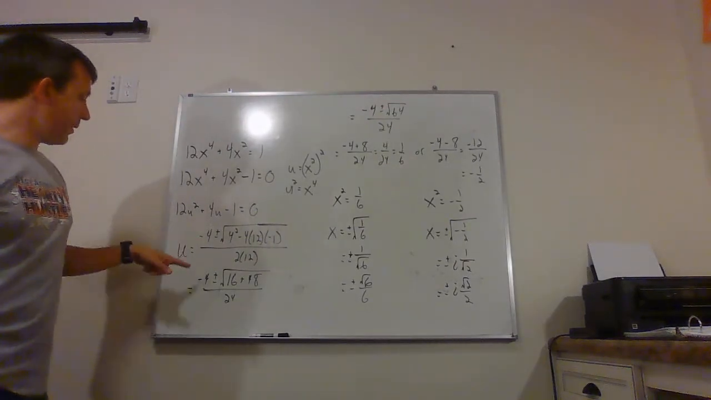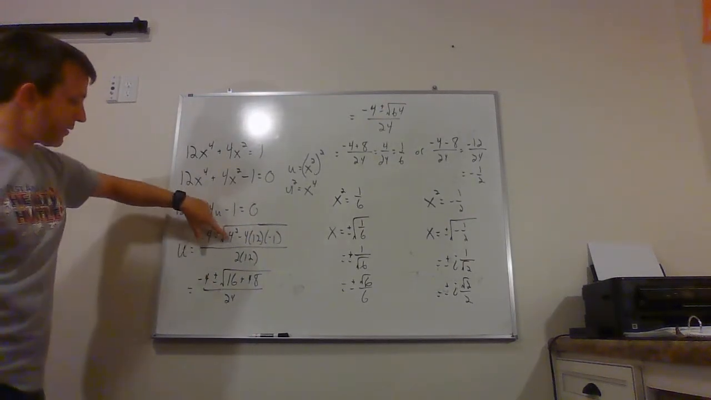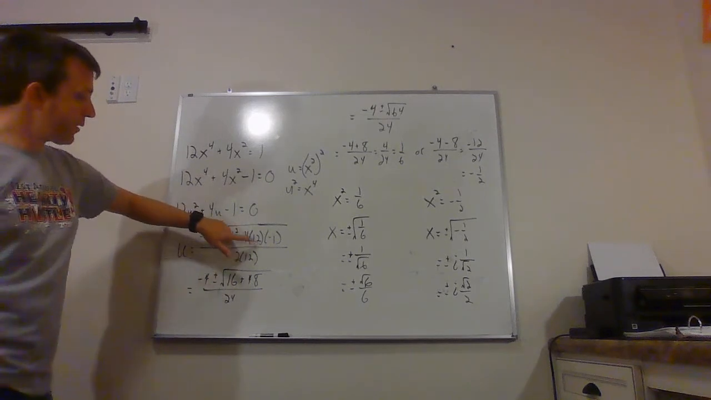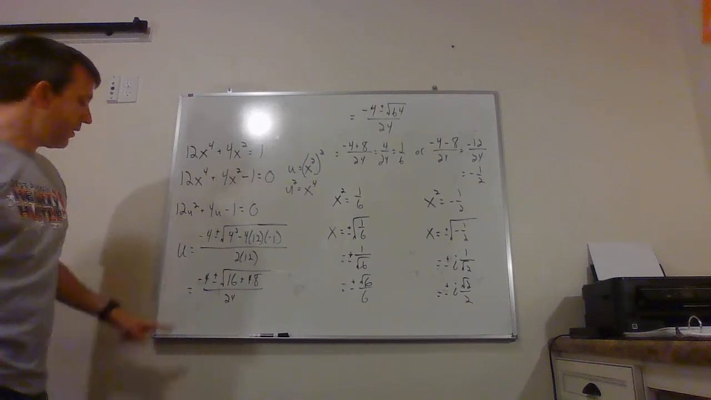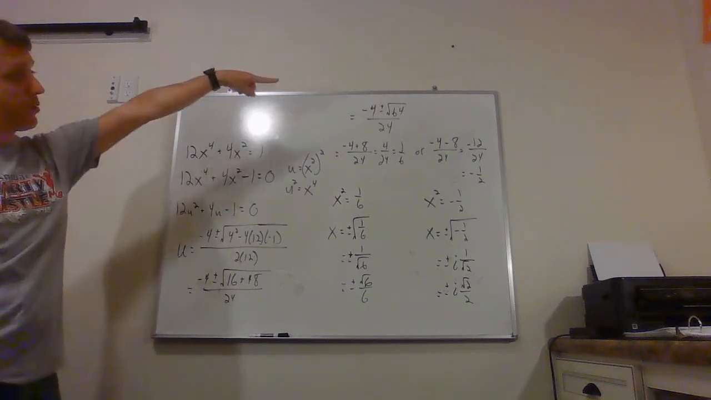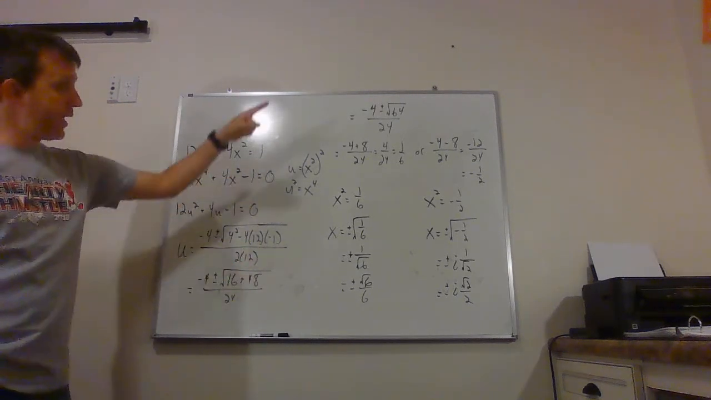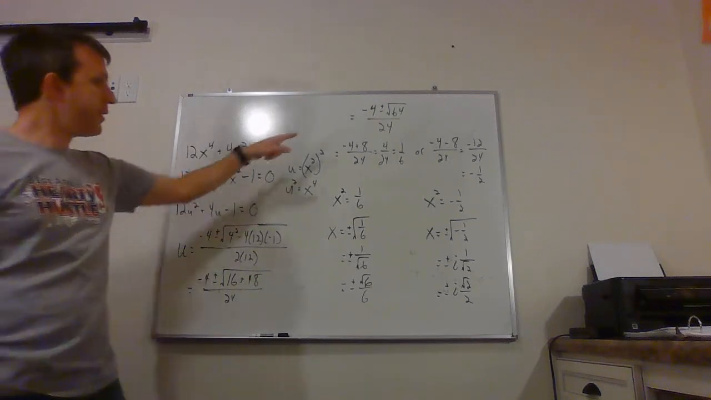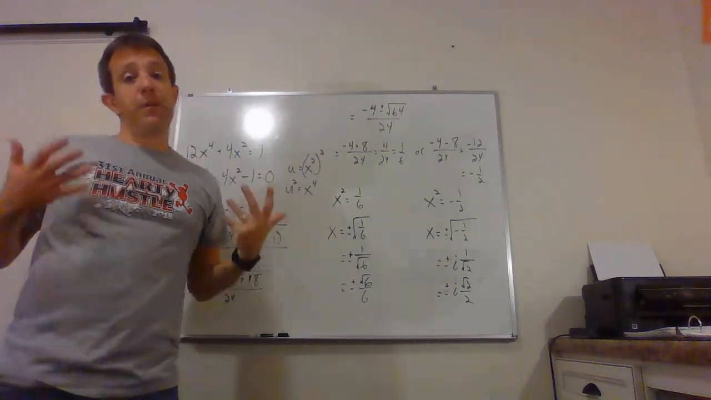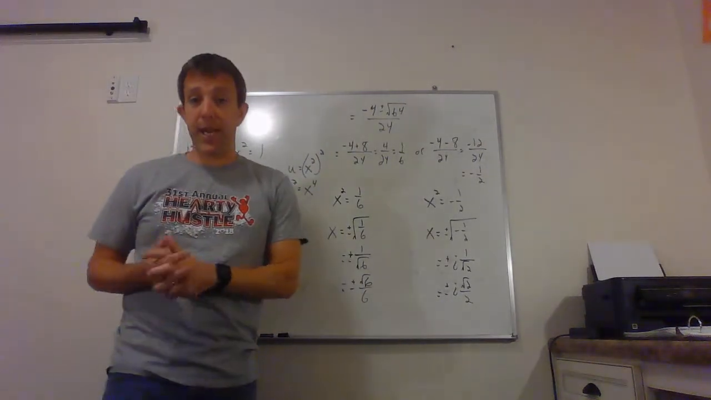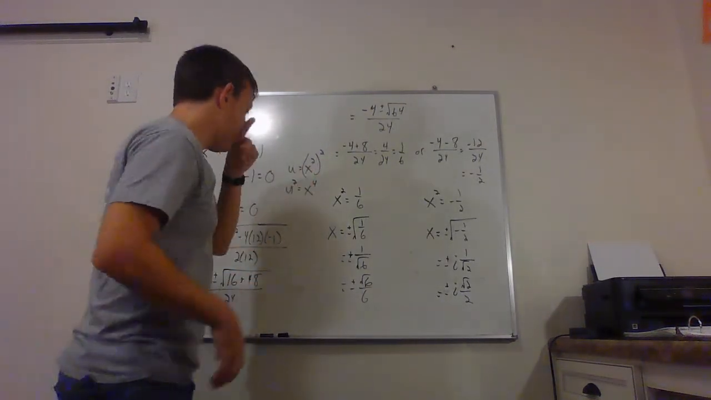So when I clean this up, -4 plus or minus 4 squared is 16. 4 times 12 is 48. With another negative there, though, it makes it a plus 48, all over 24. Then 16 plus 48 is 64. So -4 plus or minus the square root of 64 over 24. Now, the square root of 64 is nice. It's just 8. So I broke this up into 2 parts.